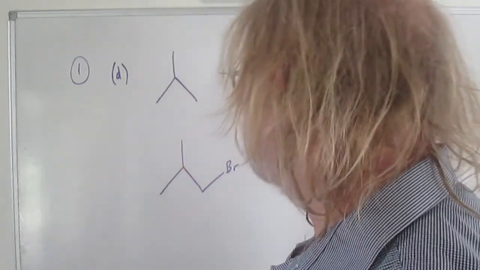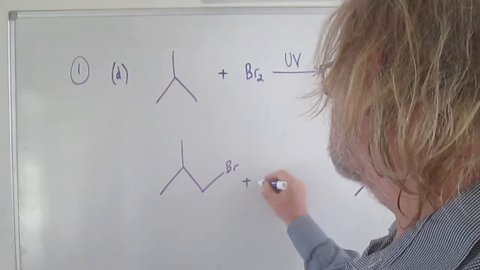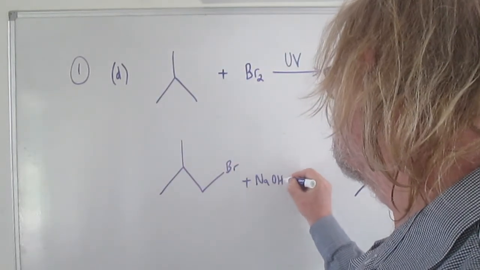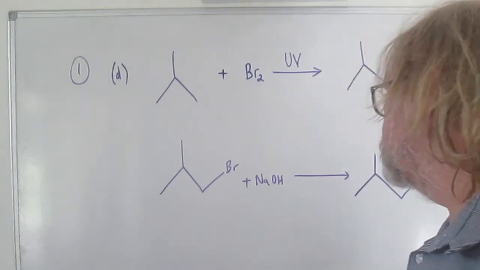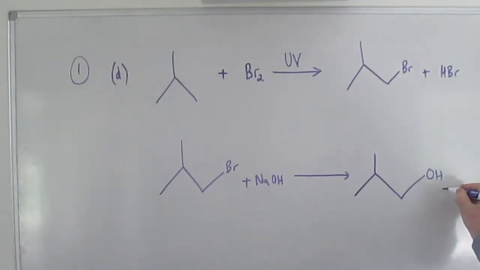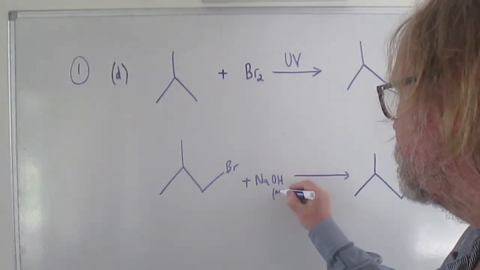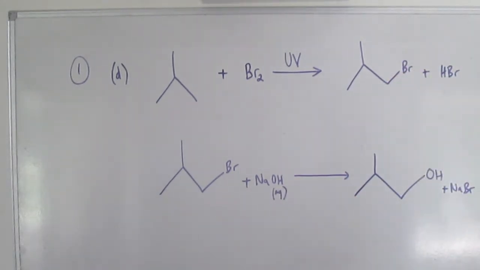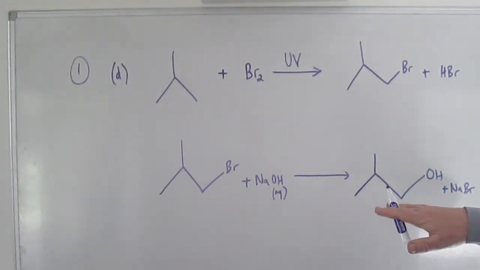So you need that plus sodium hydroxide will give you that plus sodium bromide. Okay, so that's the standard substitution reaction. The key condition for that is that it needs to be aqueous sodium hydroxide. 1 or 2 people just put plus water, gives you that plus HBr.